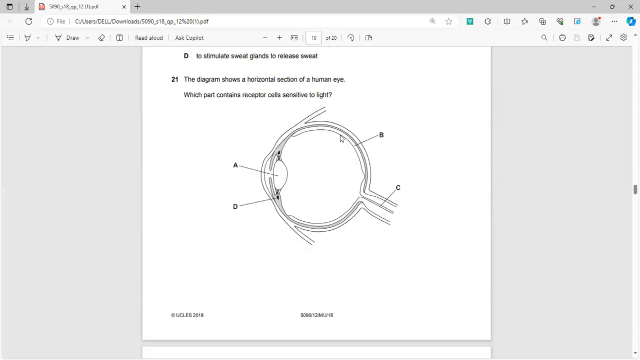In question number 21, which part contains receptor cells sensitive to light? This is the optic nerve, and this is the physiological blind spot, the area in which no light can be perceived. So, which part contains receptor cells sensitive to light? Now, A is simply the lens, and the lens is only an elastic structure. The part D is the ciliary and iris muscles, which help to either relax or contract the lens. So, options A and D can be ruled out.